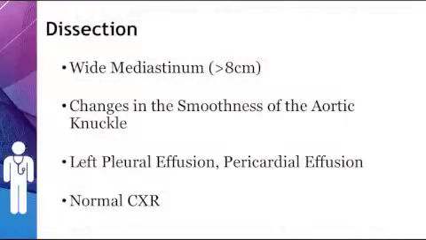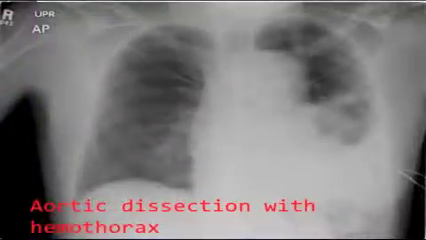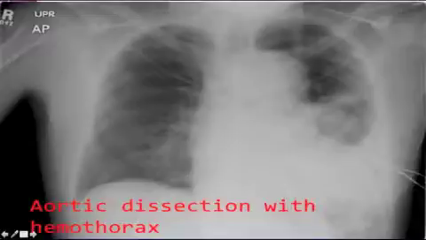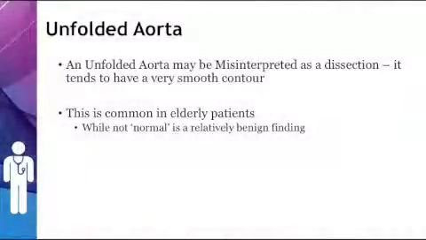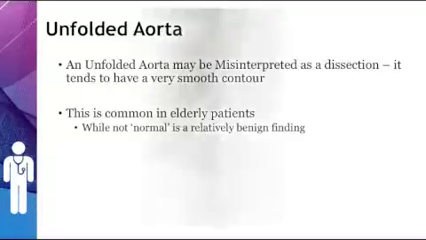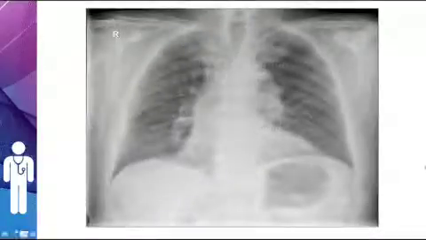In aortic dissection, you often have a wide mediastinum, but you may actually have a normal chest X-ray. Here's an example of an aortic dissection with a large hemothorax and possible pericardial effusion. Patients may have an unfolded aorta, which is common in elderly patients. It can be normal for them. Here's an unfolded aorta.